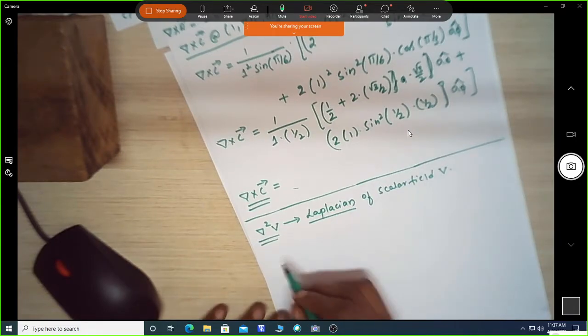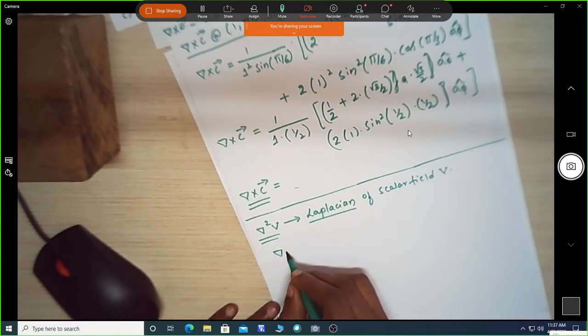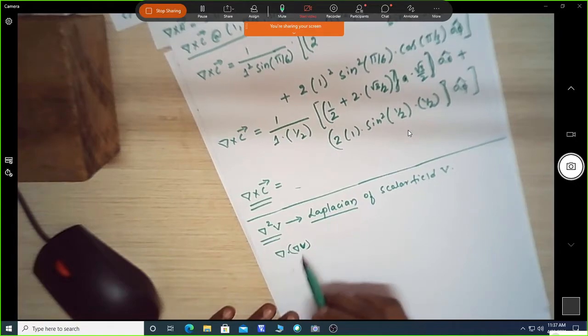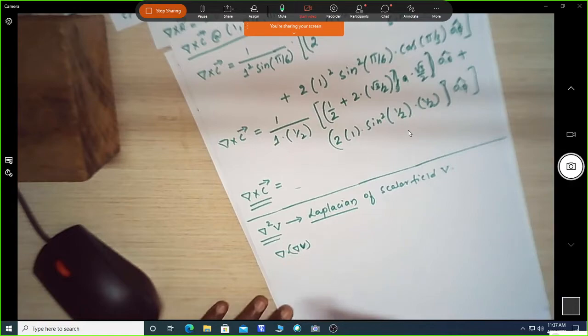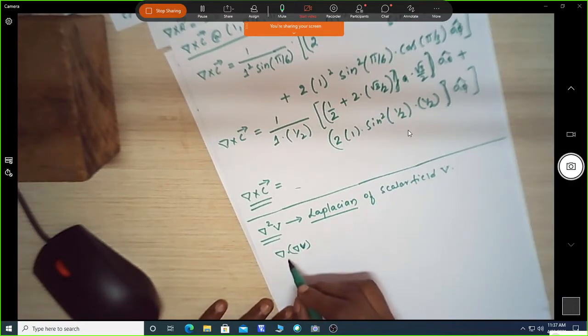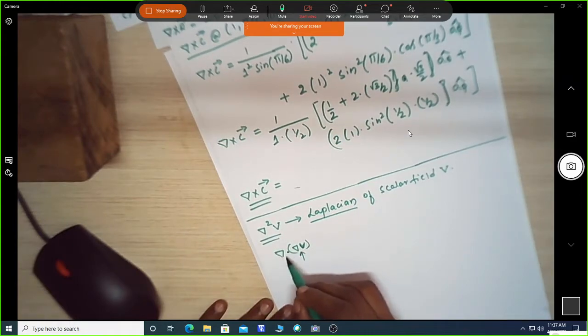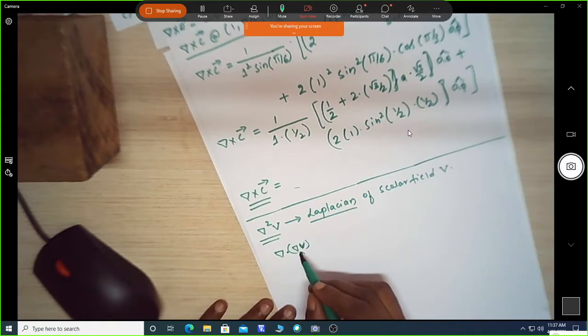So we can write this as del dot of del V. But when defining the operation, you should be careful whether it is a gradient or a divergence. That is a very important thing. So the Laplacian of the scalar field V we can define as del dot of del V. This is the gradient of the scalar field and this is the divergence of that gradient of V. That we'll call the Laplacian operator.